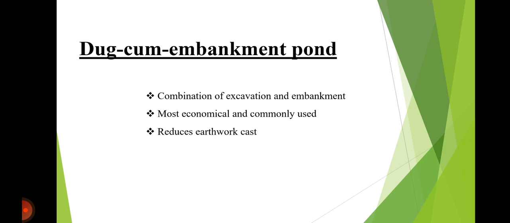Next are the types of lining: clay lining, brick or stone masonry lining, concrete lining, plastic or geomembrane lining. The advantages are that it greatly reduces seepage losses, ensures longer water availability, and is suitable for water-scarce regions. The disadvantages are higher initial cost, and the lining may require repair or replacement. These are the disadvantages for the lined farm pond.